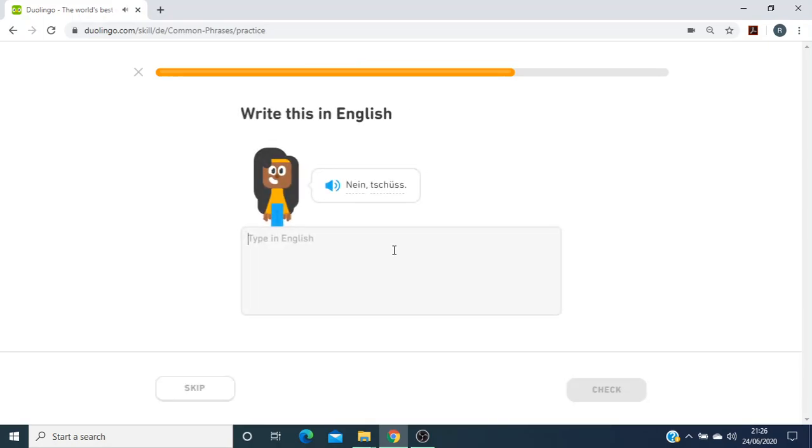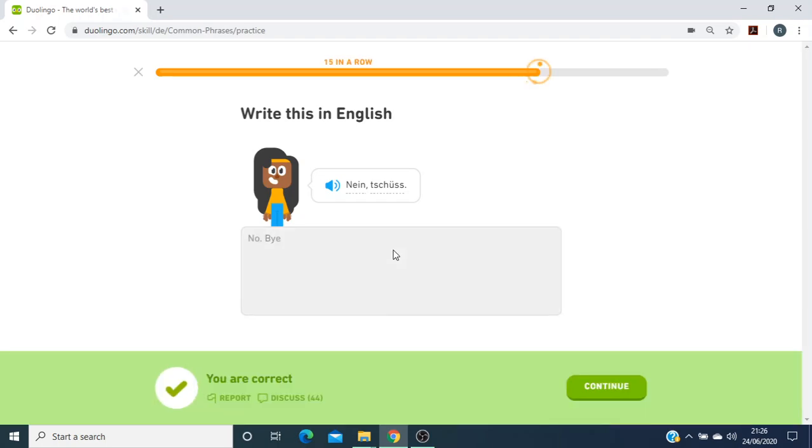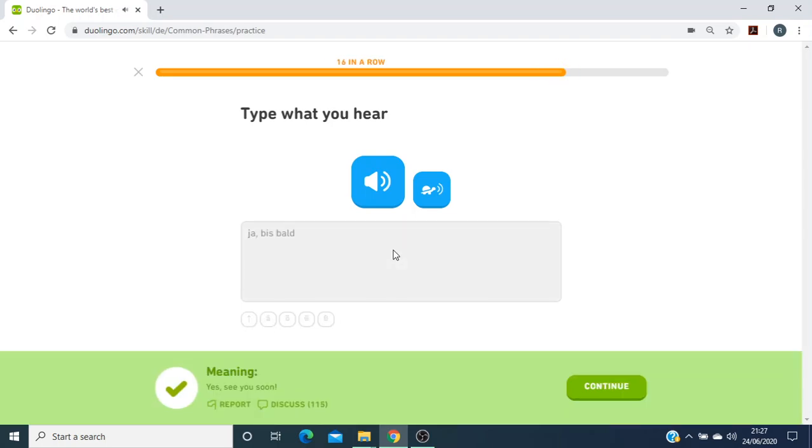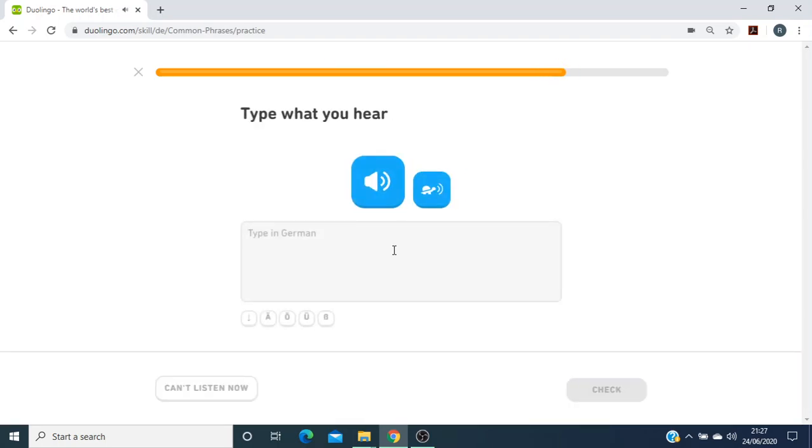Nein, tschüss. That's no bye. Ja, bis bald. Yes, see you soon. Nein, auf Wiedersehen. No goodbye. Tschüss, Duo. Didn't quite hear that. Tschüss, Duo.